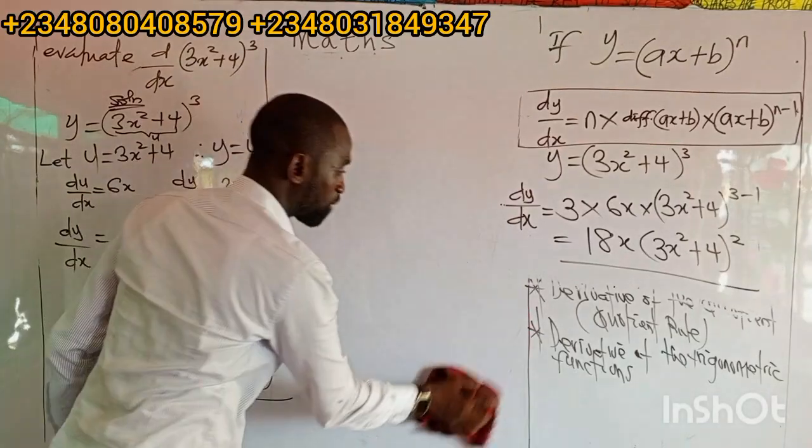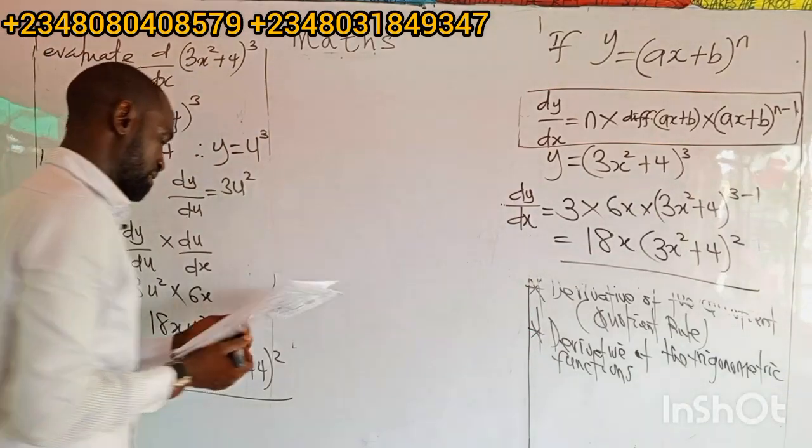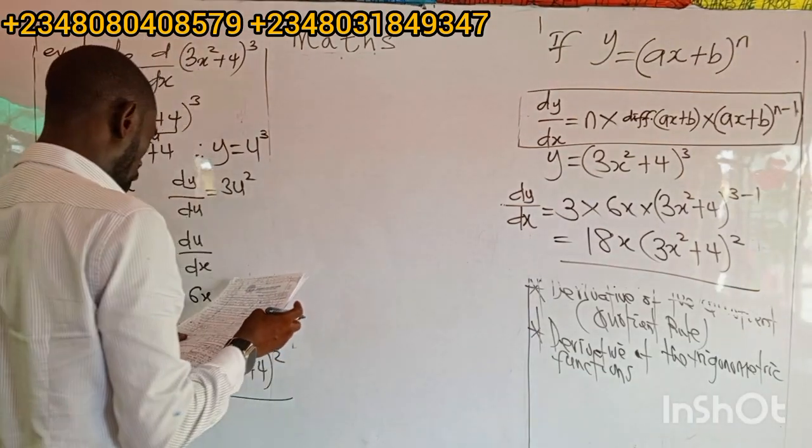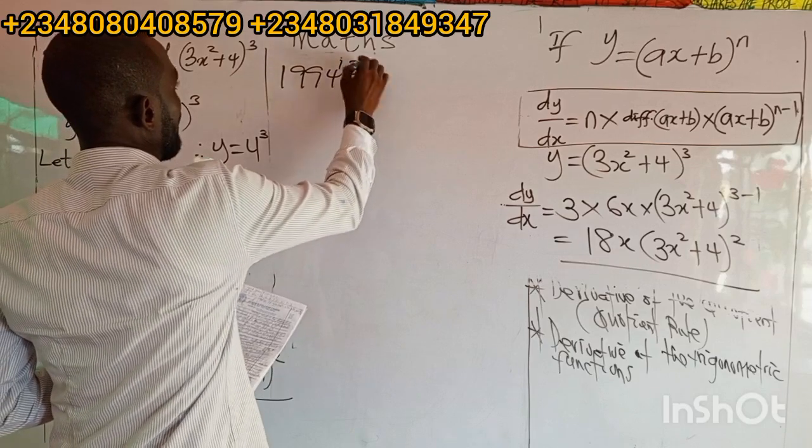After you've gotten your derivative, you now put what? A value. Something like this. You can check it out. 1994, question 39.